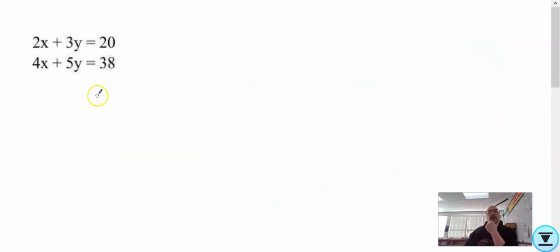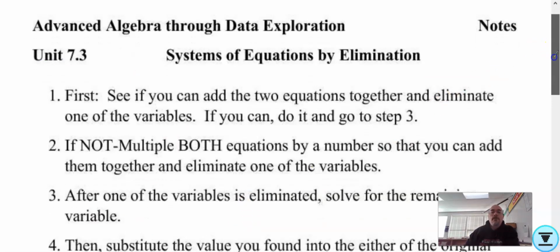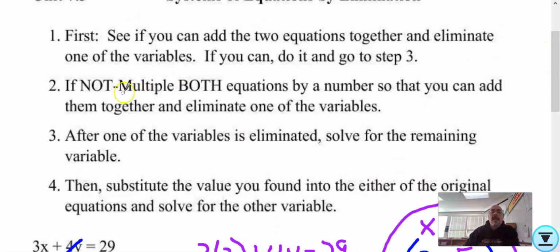All right, so I'm looking at this one. 2x, 4x, nope, that's 6x. 3y, 5y, oh, that's 8y. Well, I can't eliminate, so we're going to have to go to step 2 here. If we can't eliminate, we've got to multiply both equations by a number so that you can add them together and eliminate one of the variables.